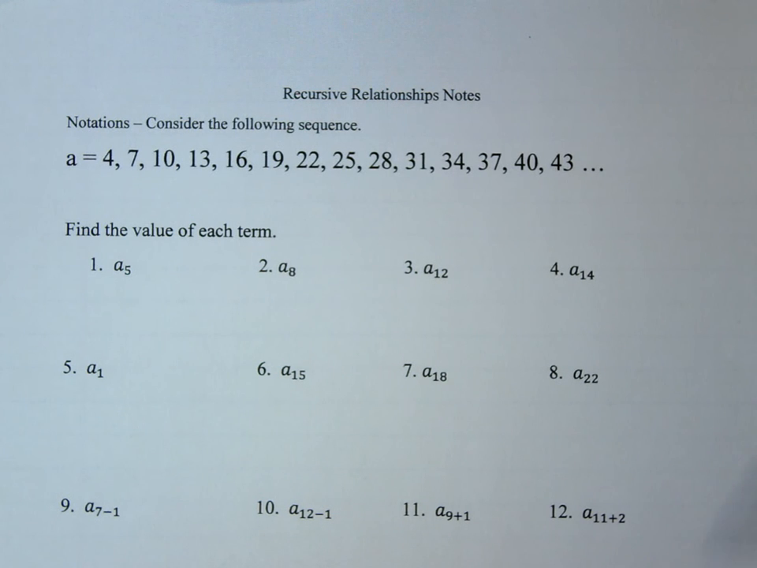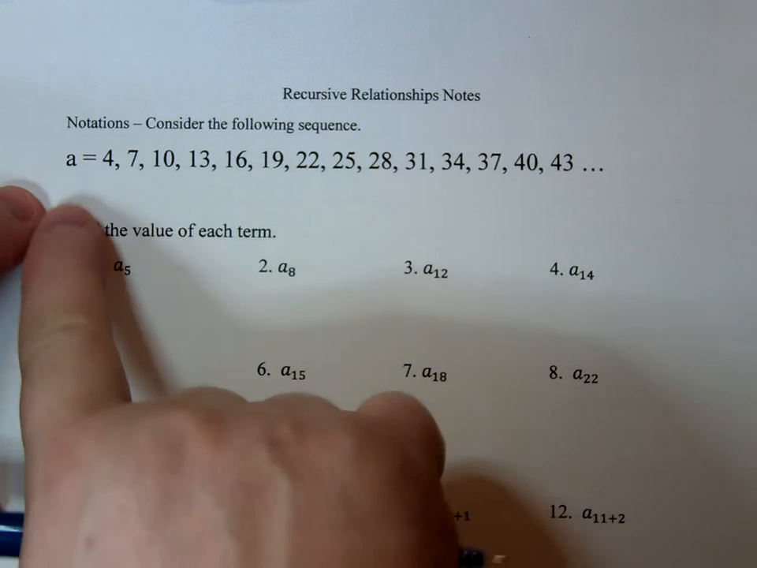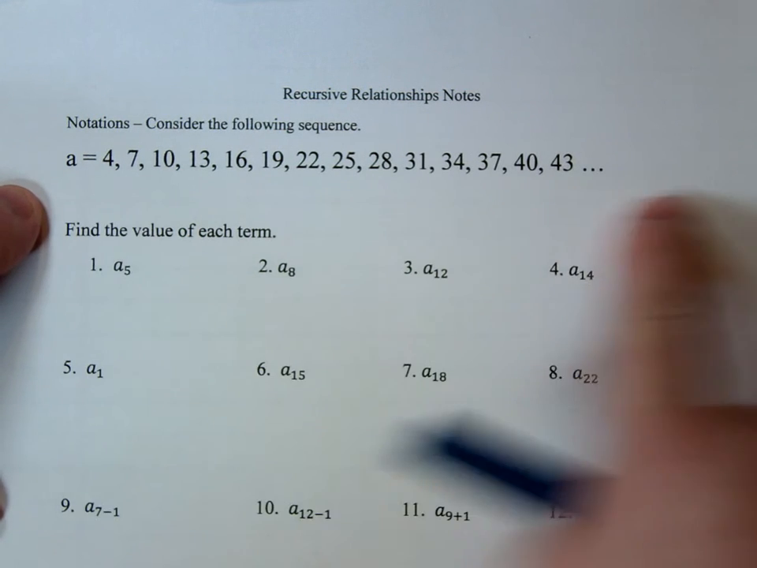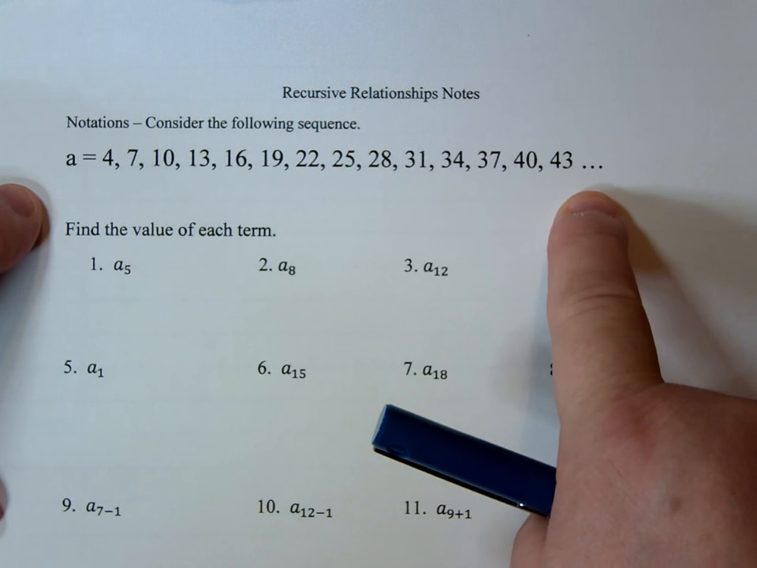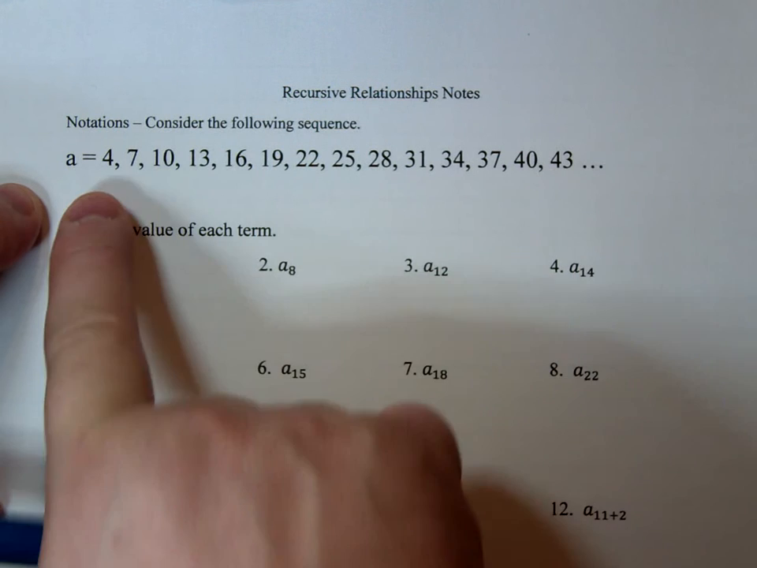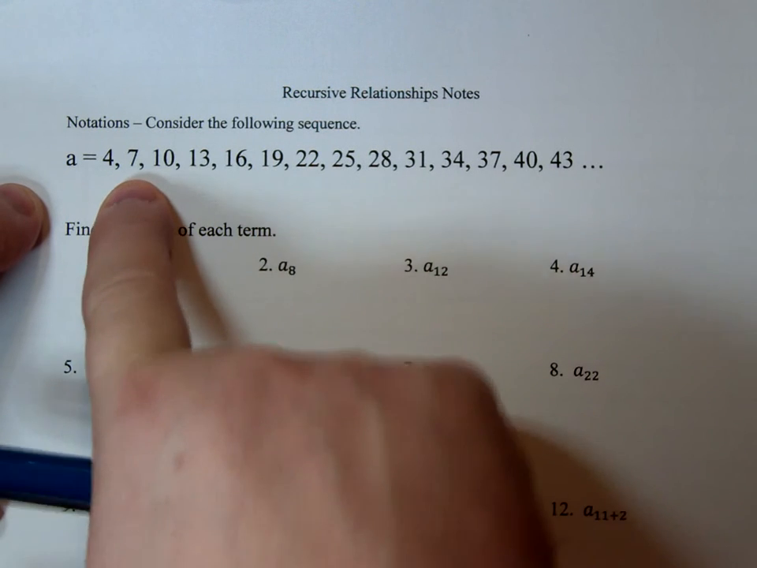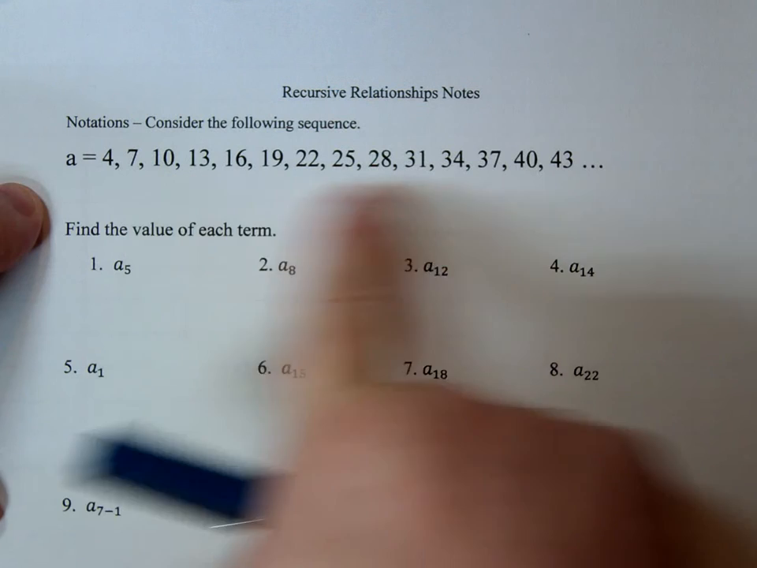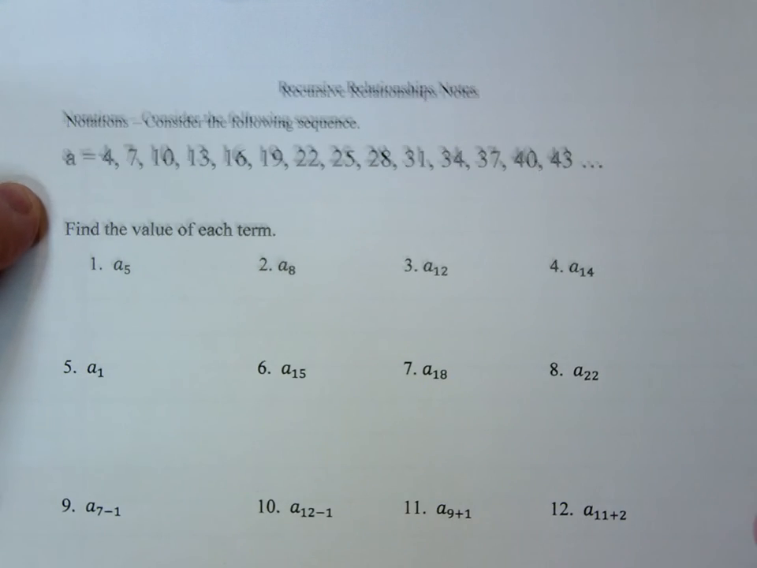But before we get into all of the how-tos and what-to-dos and formulas and all that, I just wanted to look at notation so that you understand what you're looking at with all this different formula stuff. So A is the name of this sequence of numbers, and it's an infinite sequence. The ... at the end means it's going to keep on going. And then each one of these is called a term. So 4 is the first term, 7 is the second term, 10 is the third term, and so forth. So each one has a term name.